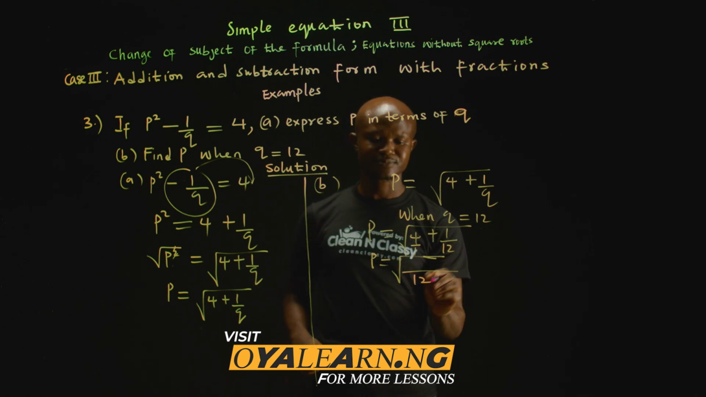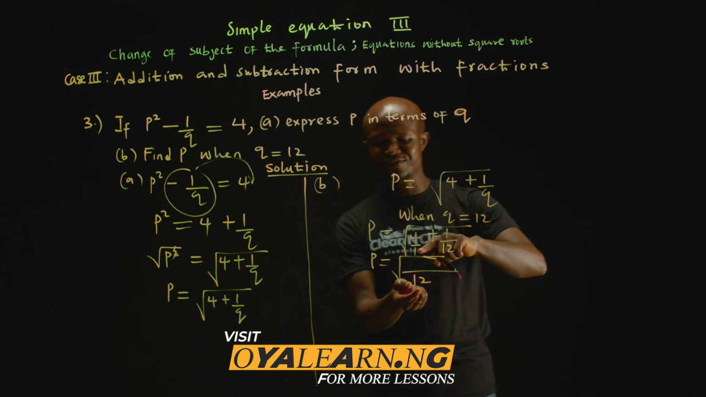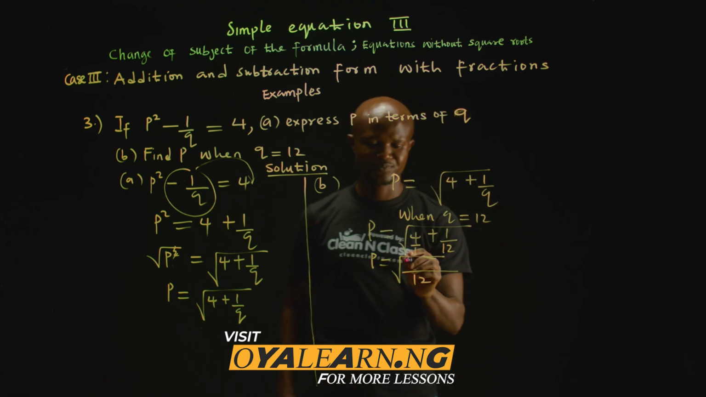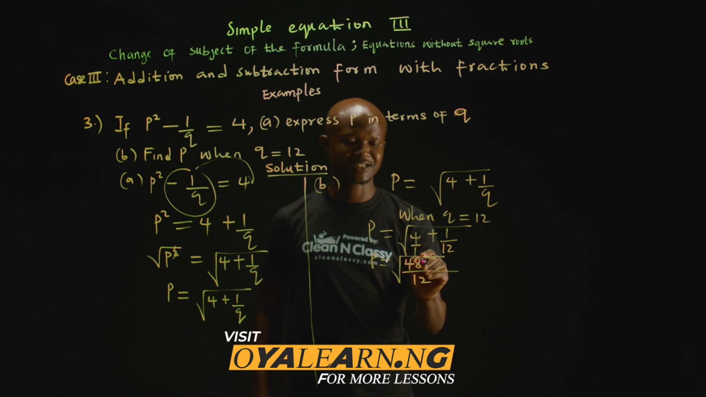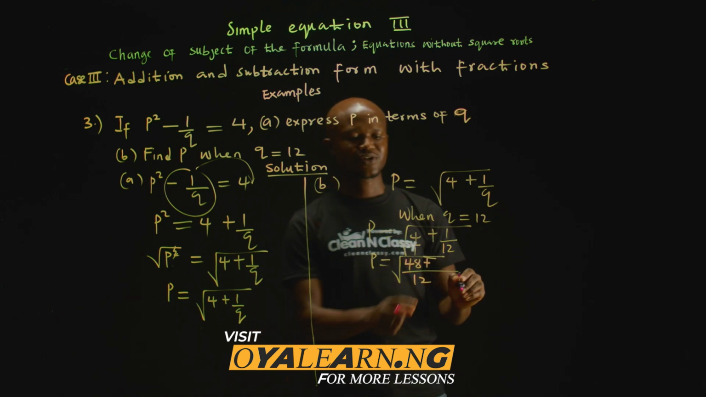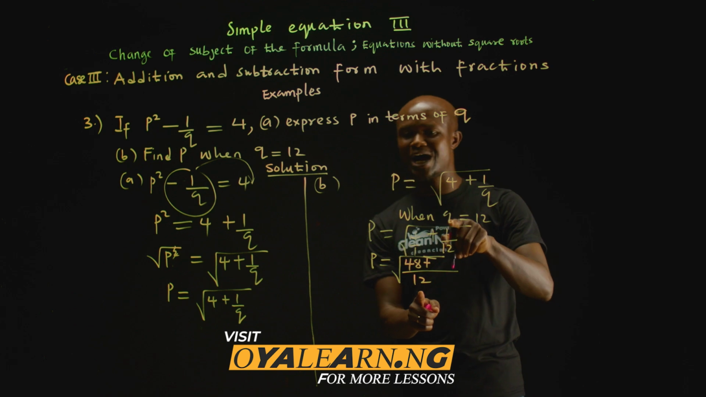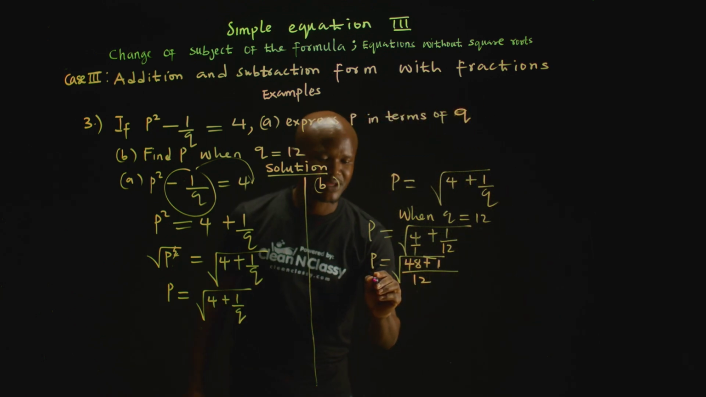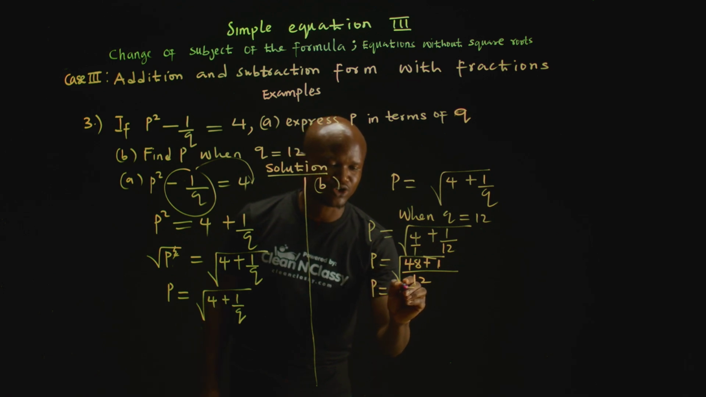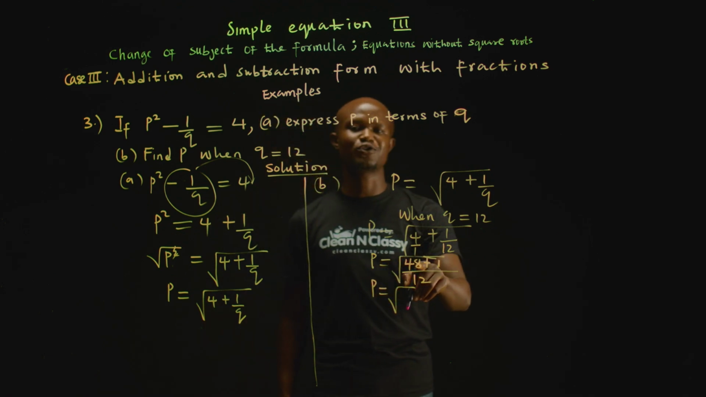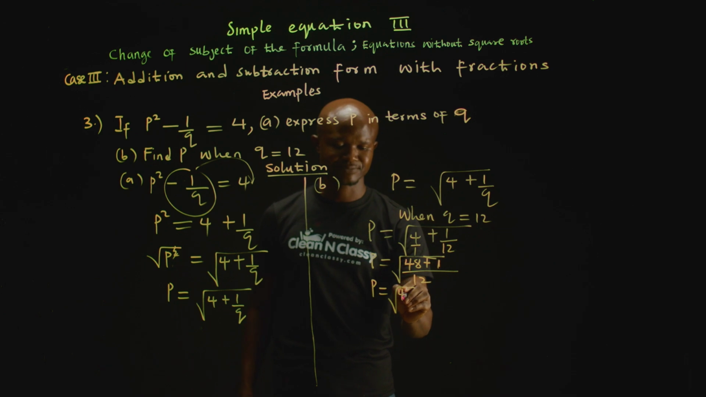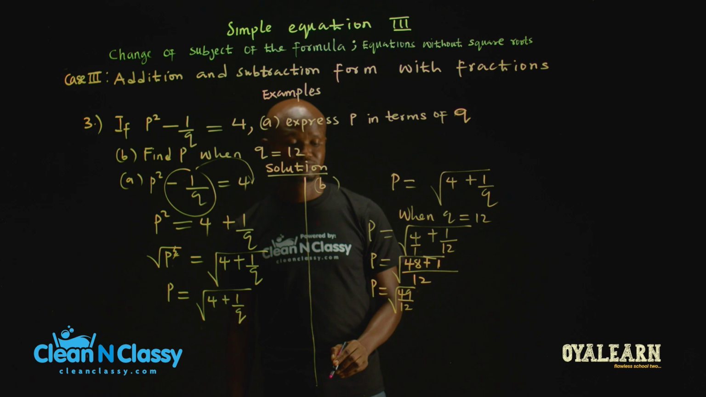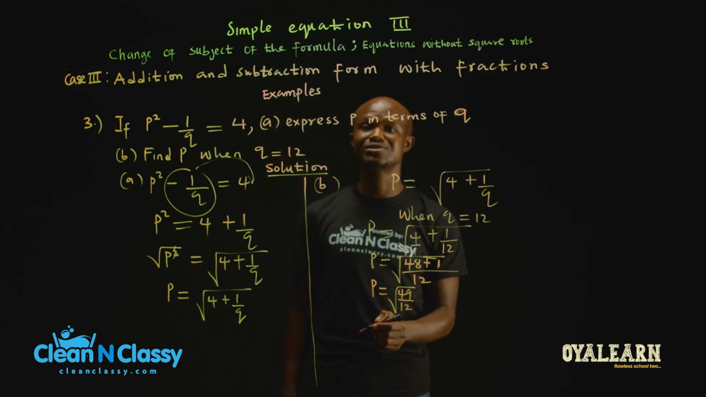That's 12. Then 12 divided by this 1 will give us what? 12. 12 times 4, we have 48. Plus 12 divided by this 12, 1. 1 times 1, we have 1. Then what are we having? P equals the square root of, what is 48 plus 1? 49. So we have 49 divided by 12. Is there any way we can reduce this?